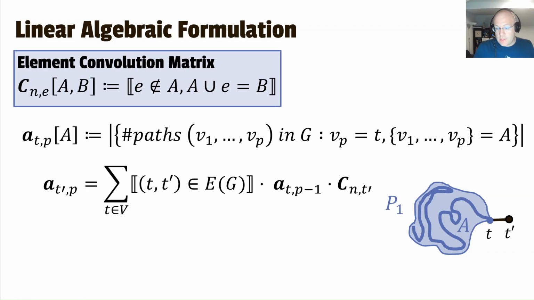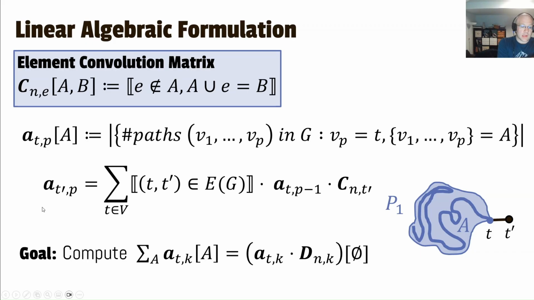But if there is such an edge, then we can count the number of paths with the structure as the number of paths of length p minus 1 that end at t. But then we need to do the element convolution with the element t prime, because the set of visited vertices now, we need to add t prime to it, and simultaneously we also need to make sure that t prime was not visited yet in this set A. But fortunately the element convolution matrix is doing that for us.